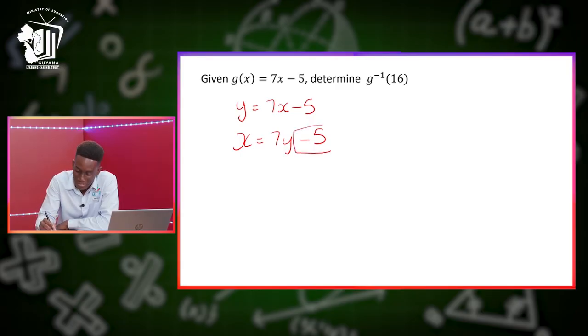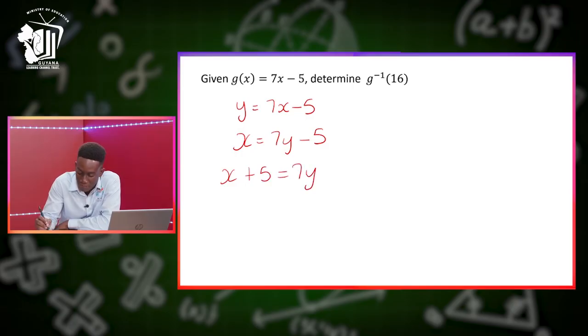So firstly, we have the 5 subtracting. So we take the 5 over the equal sign. We'll have x plus 5 is equal to 7y. Then, of course, we have the 7 multiplying the y. So we'll take the 7 over, so it will divide. So we'll have x plus 5 all divided by 7 is equal to y.